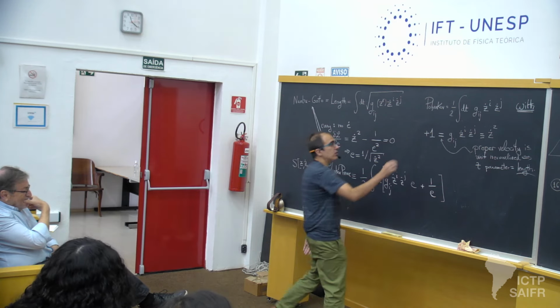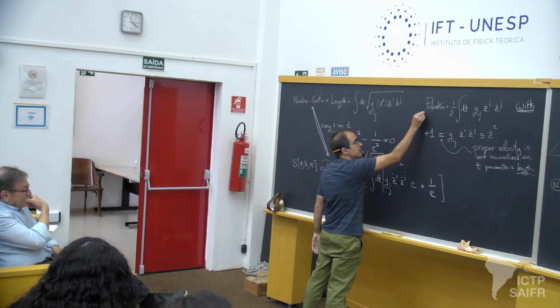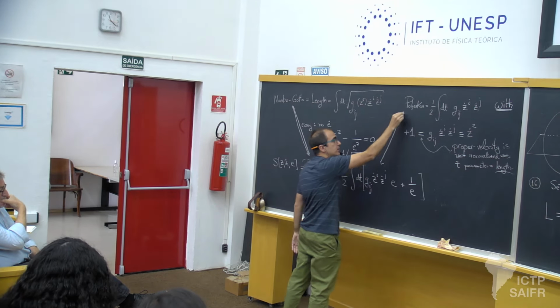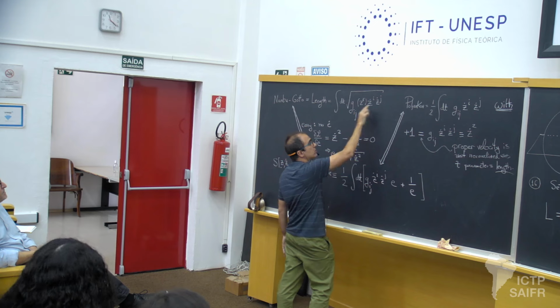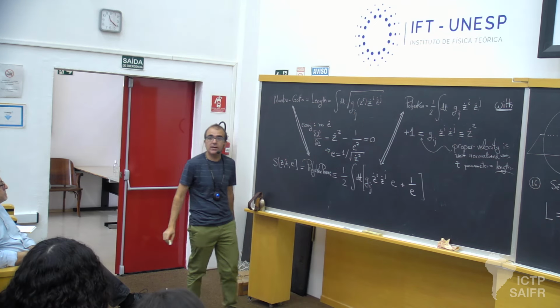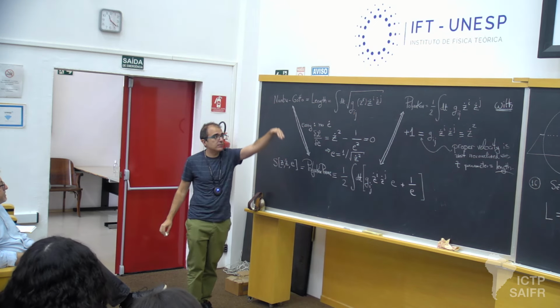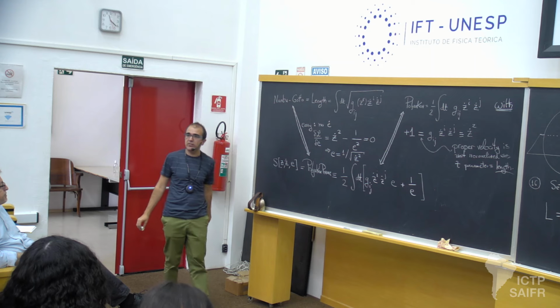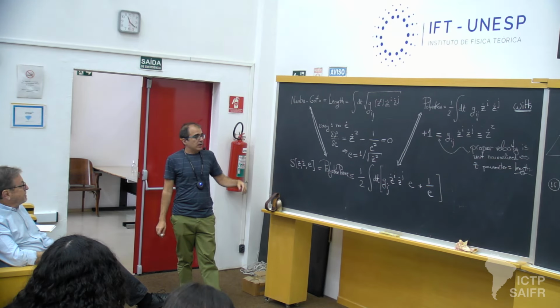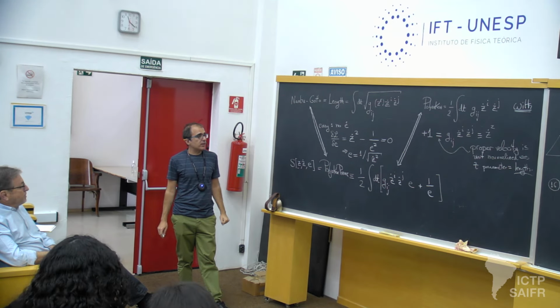Now, let's show that it's also the same as Polyakov. And once we do this, then of course we establish that the two are the same. If it's equivalent to Nambu-Goto and also to Polyakov, then Nambu-Goto and Polyakov are equivalent. So how do we see now that it's equivalent to Polyakov?